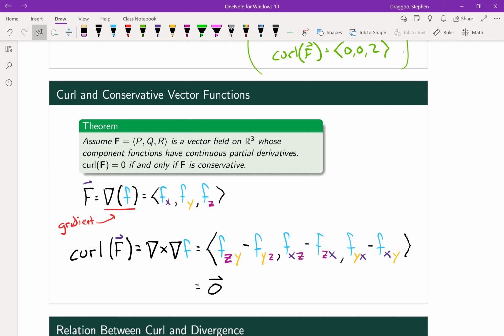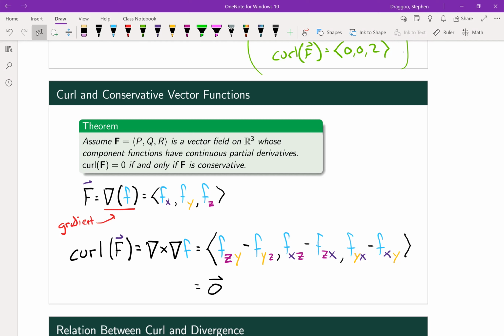So, quick reminder of what a conservative vector field is. If our vector field is conservative, that means that there is some potential function, little f, where that little f is a scalar function, and our capital F, which is a vector field, is the gradient of that potential function.